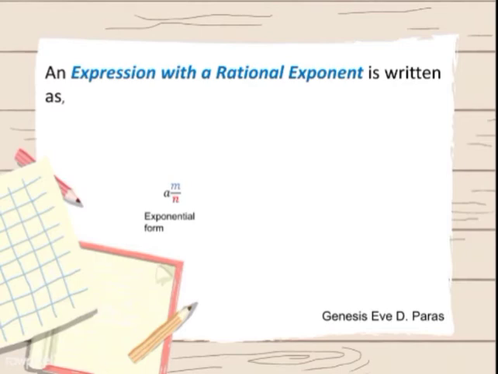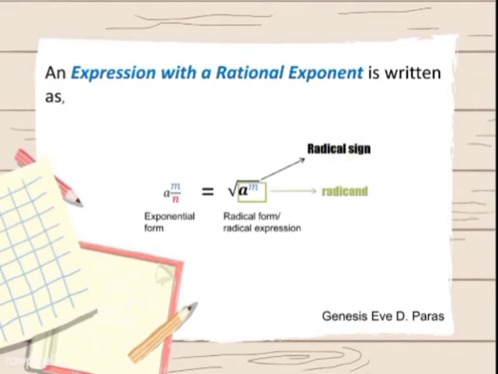Kapag ang denominator ng exponent na to ay greater than 1, it can be written as radical form or radical expression. Now, upang ang exponential form ay maging radical form, kukopyahin natin yung base niya tsaka yung numerator ng exponent. Dalhin mo siya sa loob ng radical sign at yung buong yon ay tinatawag na radicand. Then, yung denominator na n ng exponential form ay kukopyahin din natin dito at yan ay tatawagin natin bilang index.